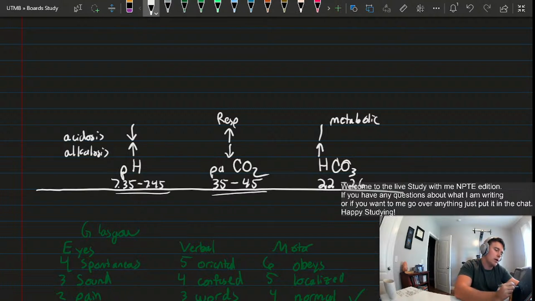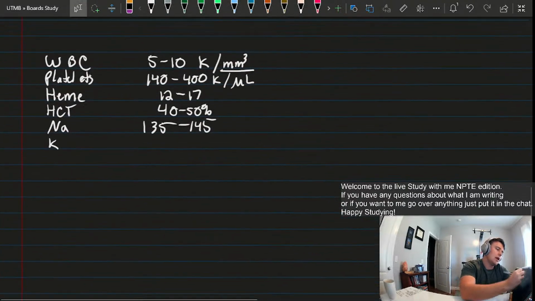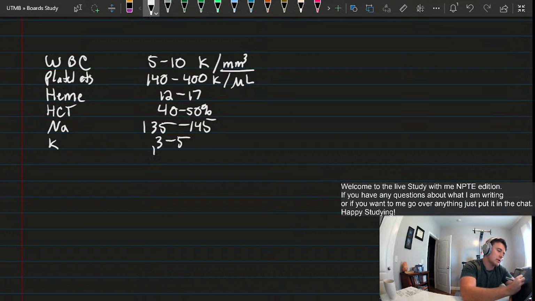So sodium is going to be your 135 to 145 range. And the potassium is 3 to 5. Now this is a very tight range. So if they do give you something in the 1 or 2 or the 6 or 7, know that that is going to be abnormal. That's pretty rigid there. So those are the lab values that I'm going to remember.